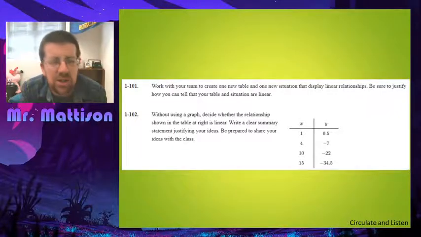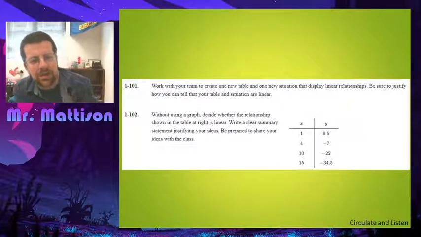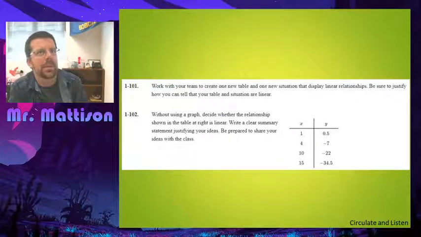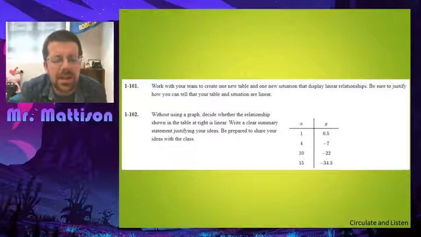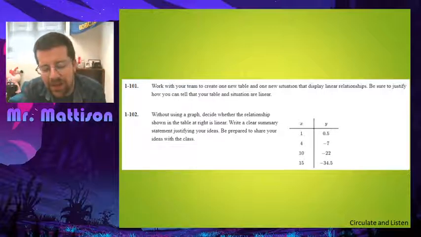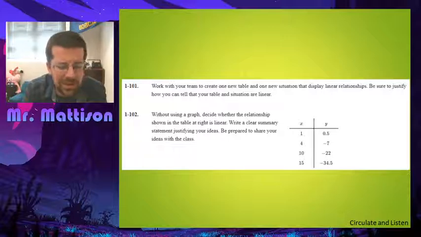So for 101, you can create your own. Try to figure out, hey, what would a situation be that is linear? Either a table or a story. Try and make one that's not stupidly basic, like 1, 1, 2, 3, 4, 5, 1, 2, 3, 4, 5. Try to do something that has different values of x, and what would the outputs be, or the changes in x are not consistent. Try and do something along those lines.